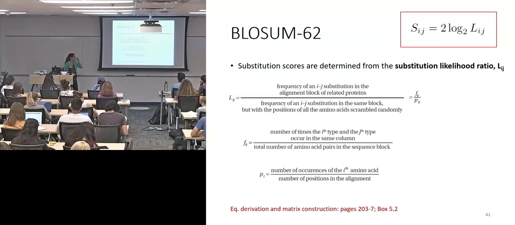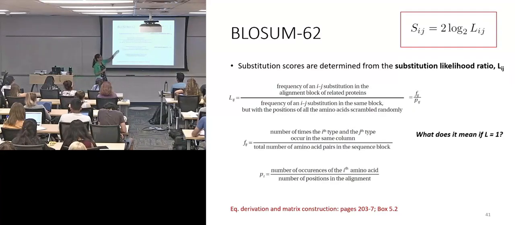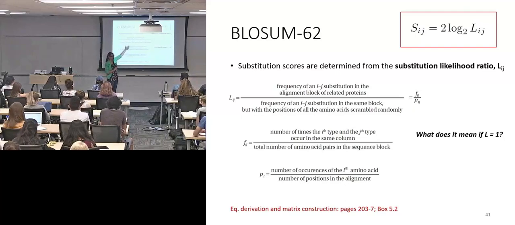And so that's why I said, what does it mean if L is 1? If L is 1, what is the log base 2 of 1? It's 0, so times 2 doesn't mean anything. The substitution score is 0. And we said when the substitution score is 0, L would be 1. It means that the frequency of finding that substitution in your aligned block over the frequency of finding that substitution if you randomly scrambled all the amino acids in that block is the same. It's a 1-to-1. It's random chance.